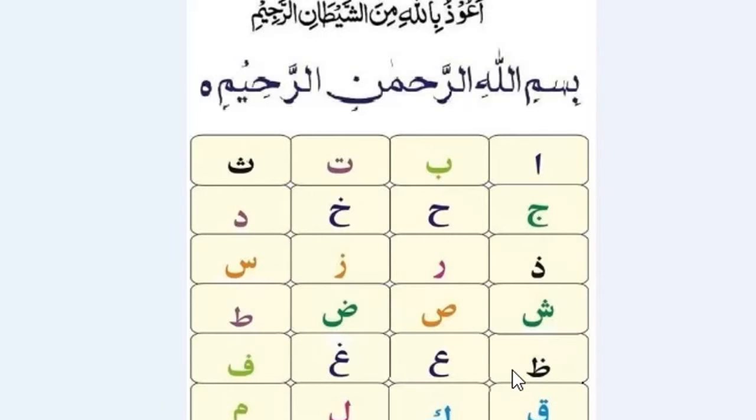Za originates with the tip of the tongue touching the edge of the upper two front teeth. Ain originates from the throat, middle or center region. Ghain originates from the throat nearest to the mouth.